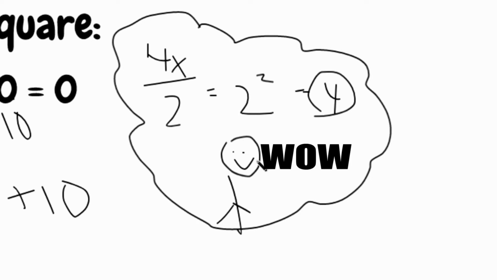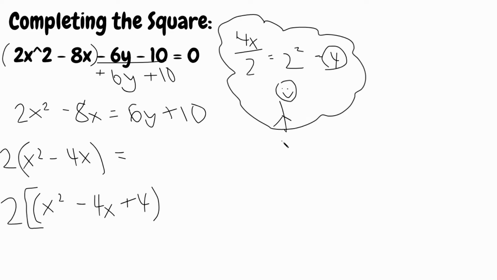You're like, wow, look what I did in my head. Good. So what you're gonna have to do is after you add this 4, you're gonna have to subtract 4 right after, because you can't add 4 to one side of the equation and call that legal in math. No, you're gonna get arrested. So you have to subtract 4 right away, and that makes it legal.